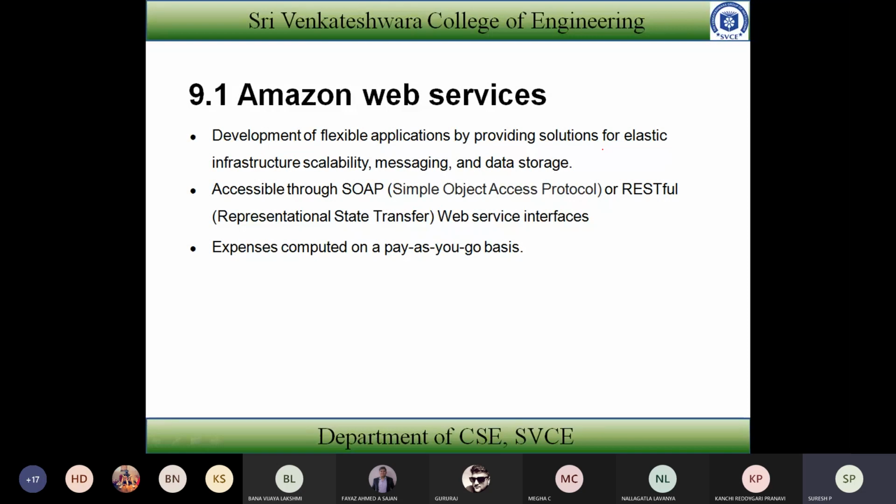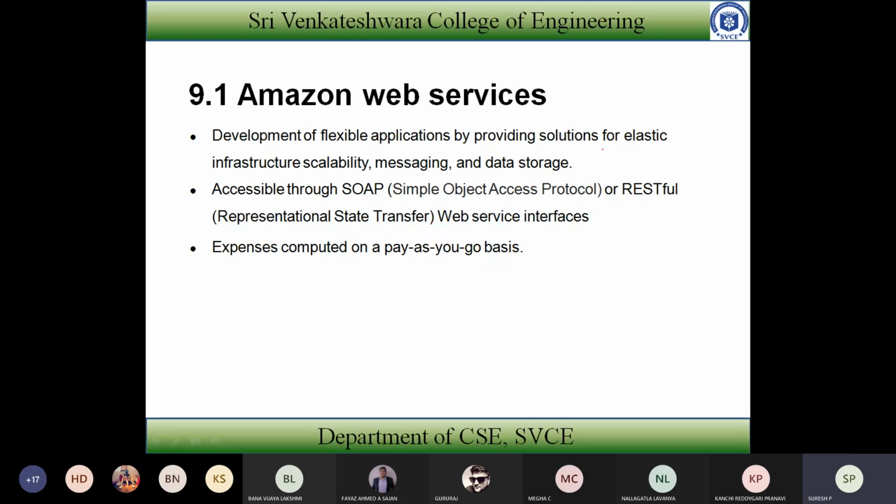So this particular service is going to provide you the development of flexible applications, by providing an elastic infrastructure. So what is an elastic infrastructure? As and when the requirement changes, if I am running some program, my computing speed should be more. So I have to attach one more core or processor to that existing system to increase the speed. So elasticity will be there.